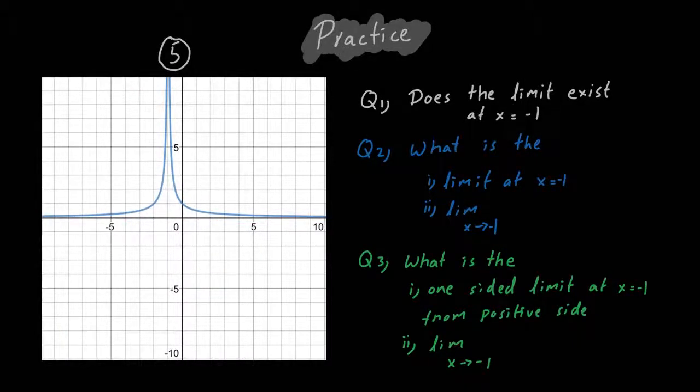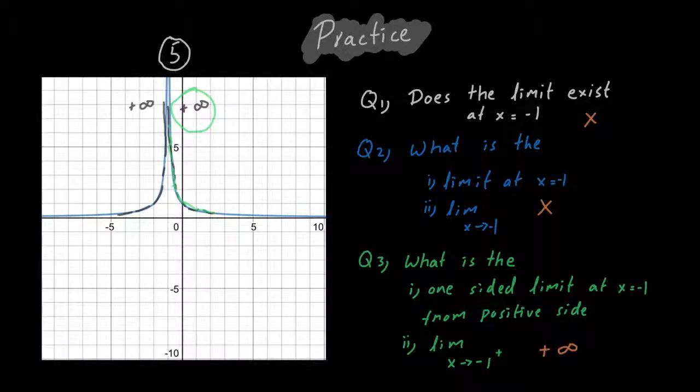Final question. Does the limit exist at x is equal to minus 1? We can see if we approach from the negative side, it is reaching positive infinity. If we approach from the positive side, it is reaching positive infinity, but infinity is not a finite number. Hence, the limit does not exist. Question 2, what is the limit as x approaches negative 1 from the positive side? We have already seen that if we approach from the positive side, it is reaching positive infinity. Hence, the answer is positive infinity.